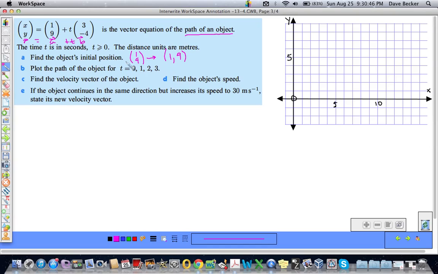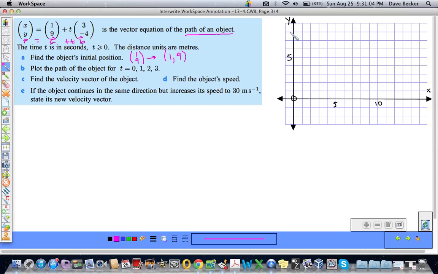This is correct. The initial position happens when t is equal to 0. So the other way to think about it is let t equal 0. That multiplies by (3, -4), and we're left with (1, 9). Okay. So plot the path of the object for t equals 0, 1, 2, and 3.